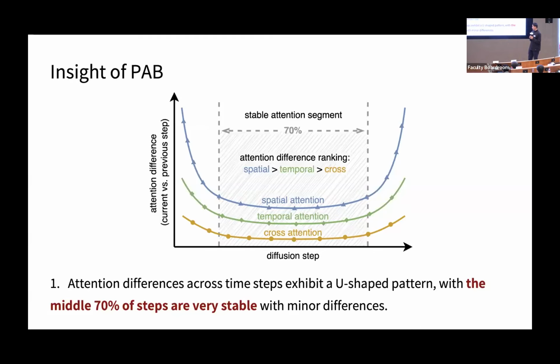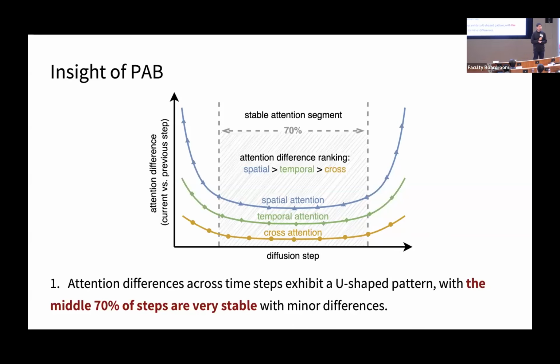So here we are making a better attention block, right? Or a block of parameters, by so many steps. So how the parameters are changing. Here is a visualization. You see, we found something very interesting. Firstly, in 70% of the steps in the middle, the attentions actually are very stable, right? For example, you have 100 steps.